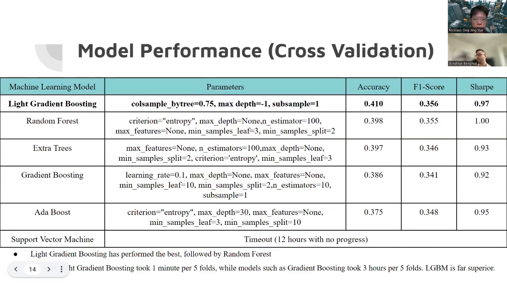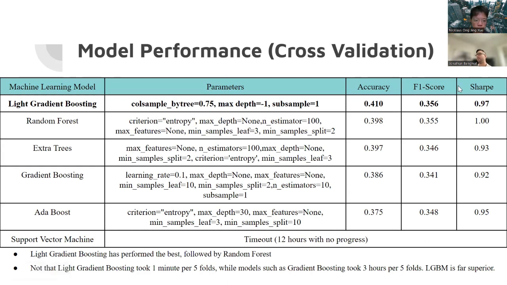So here you can see the model performance. Light gradient boosting has performed the best. You can see the parameters are documented in this column. Accuracy score of 41%, and this is compared to roughly 33% accuracy for the dummy classifier. So if you classify everything as 1, everything as 0, everything as -1, you'll get accuracy of 33%, but light gradient boosting has gone up to 41%, which in our opinion is quite good. Sharpe ratio of 0.97 as well.